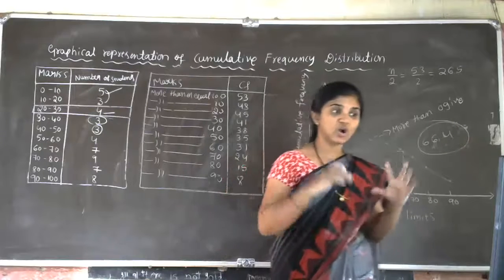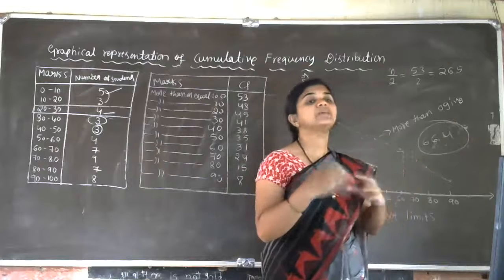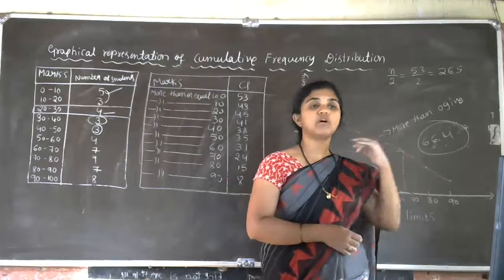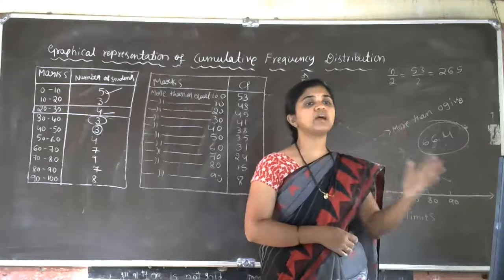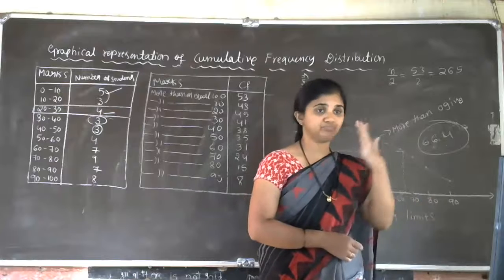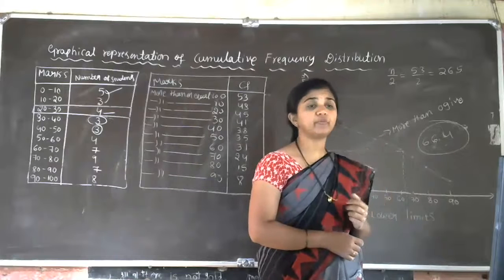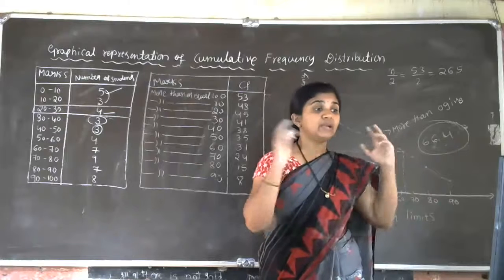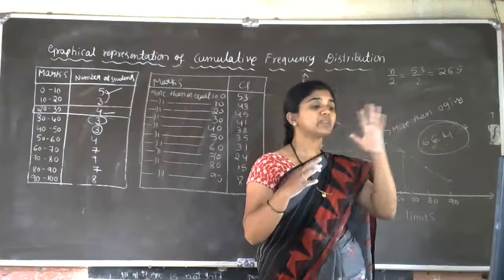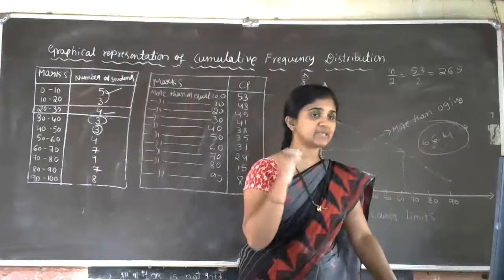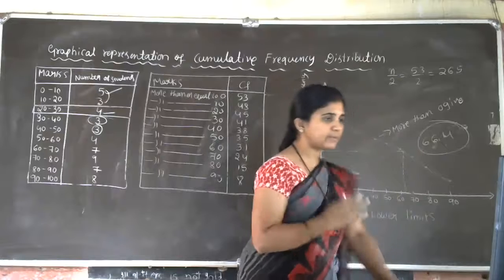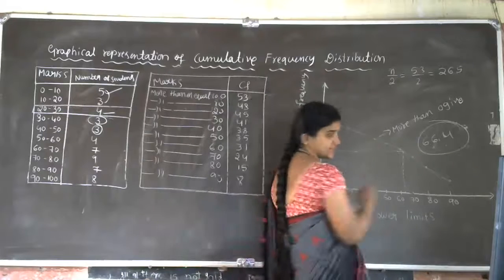In the question, how will they ask? Draw ogive of less than type, or draw ogive of more than type. With the help of the ogive, find the median. So you will get a question like this. Next, one more type of question. When less than type and more than type are on the same graph paper, how do you get the median with the help of both? On the same graph paper you have to draw the more than type and less than type also.